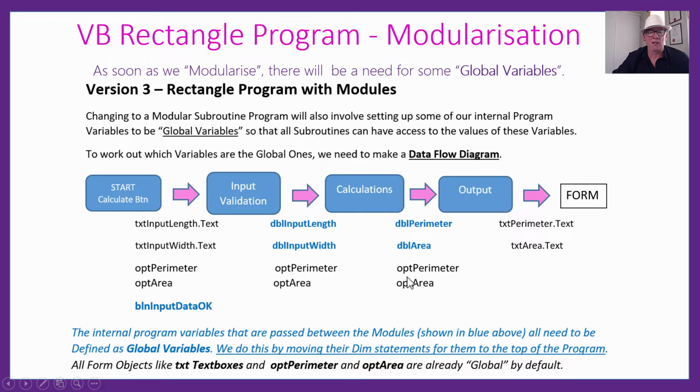Now, why isn't everything global? Because we still need to know whether they've picked perimeter or area on the radio buttons. Why aren't they global? Well, anything that's just sitting on the form is accessible to any module anywhere in the program. So by default, those things are already global. Any module can get at them. But ones we're using inside our program, like DBL input length and Boolean input data OK, those ones we'll need to make global, all right? If you didn't understand this first time through today, that's okay. There'll be a lot more on global variables to come later in the course.